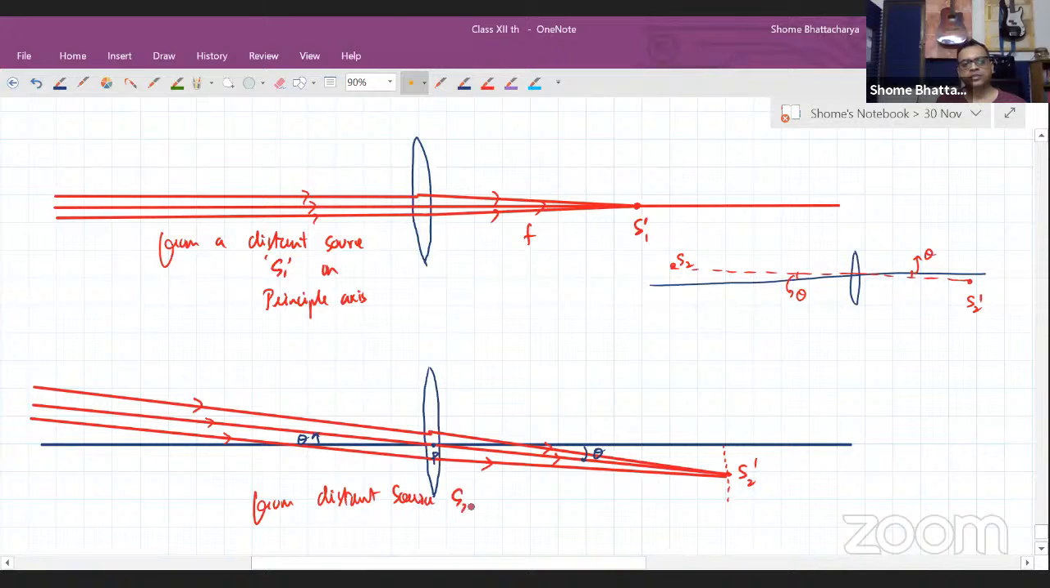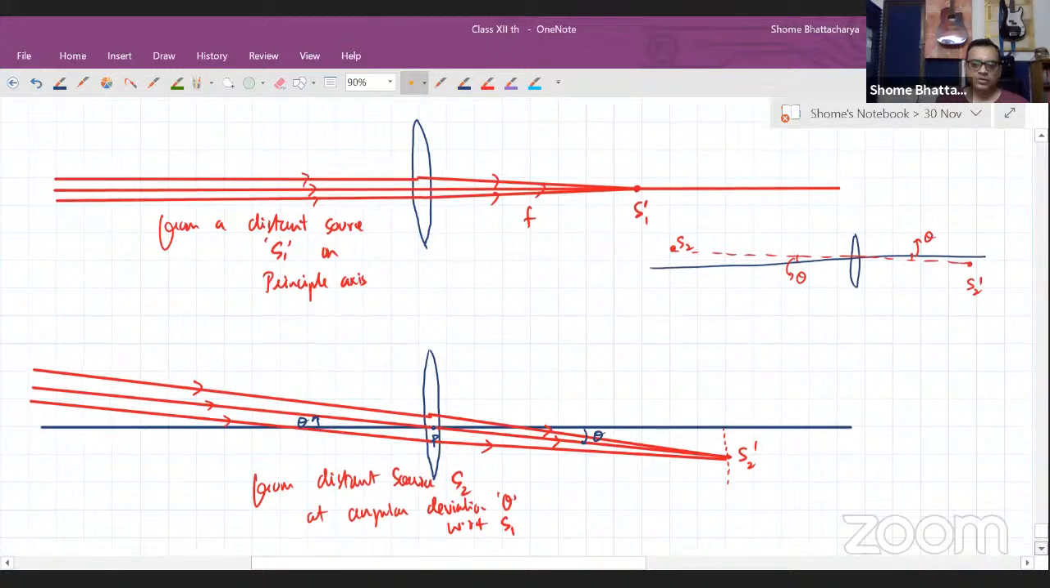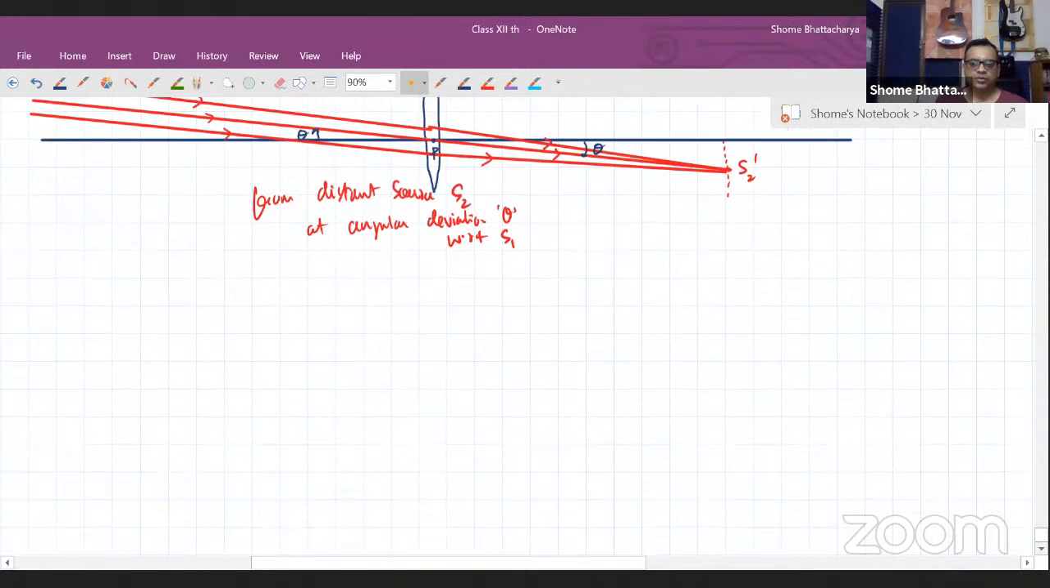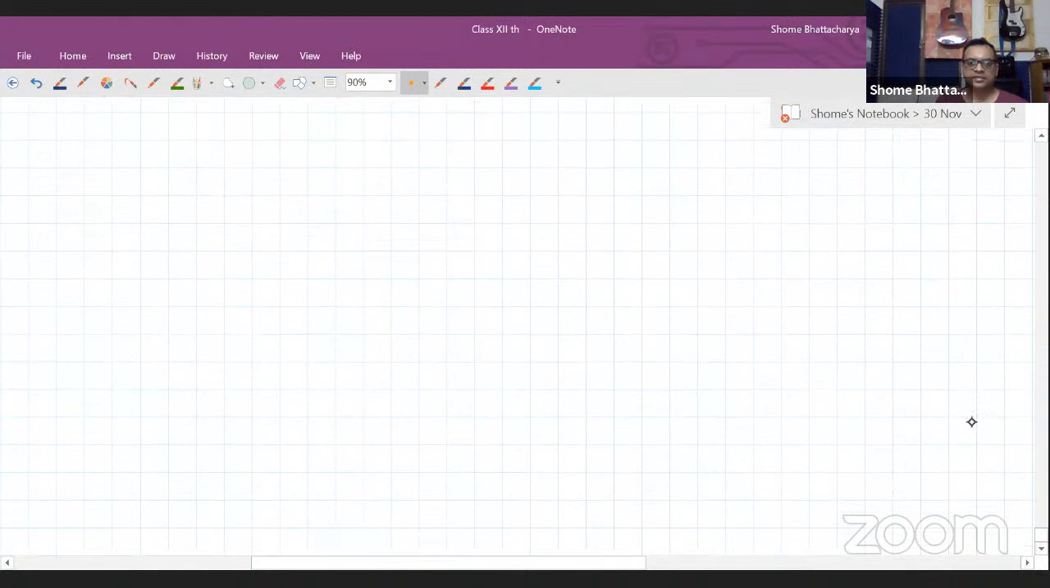Okay. This is from distance source S2, which is at angular deviation theta with respect to S1. So from the position of the lens P, if you look at the two sources S1 and S2, their angular separation is theta. Now what happens is that their image's angular separation is also theta, and if that theta is so small that the diffraction rings overlap each other.